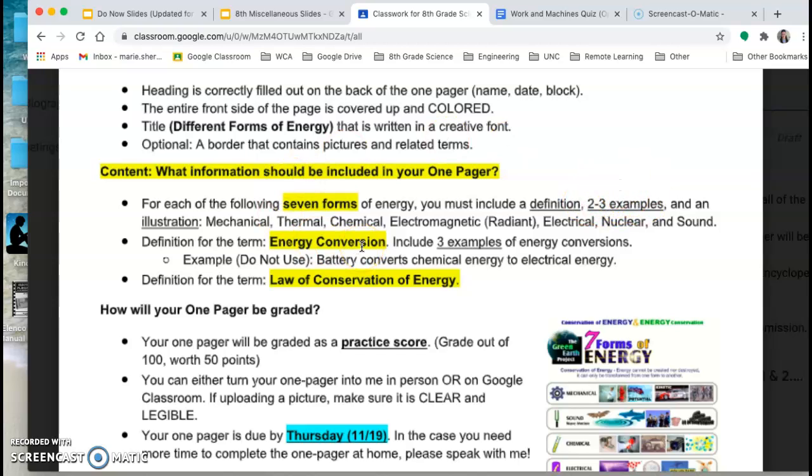Next, you'll want to include a definition for the term energy conversion and include 3 examples. So simply stated, an energy conversion is just when energy converts from one form to another. You can read the example below. You will want to include 3 examples like that.